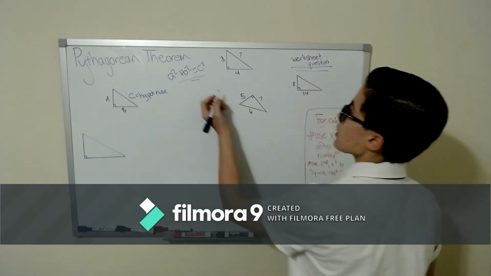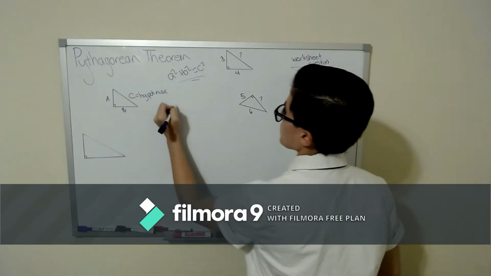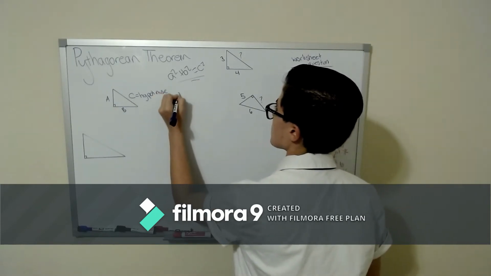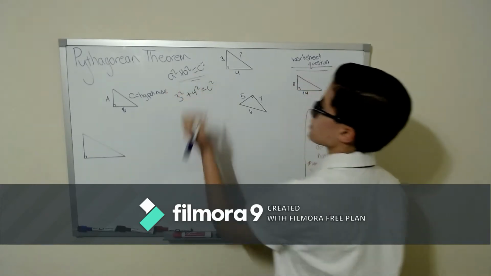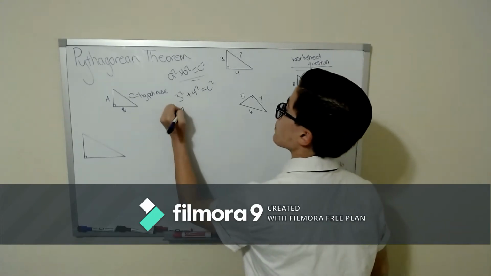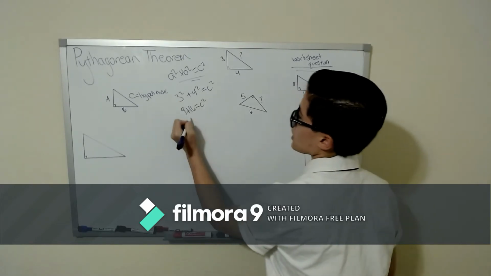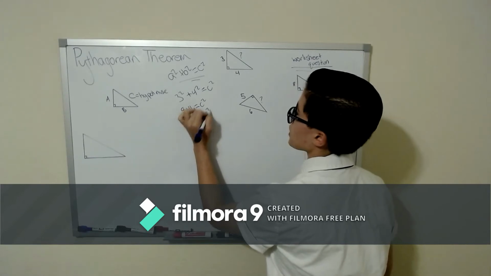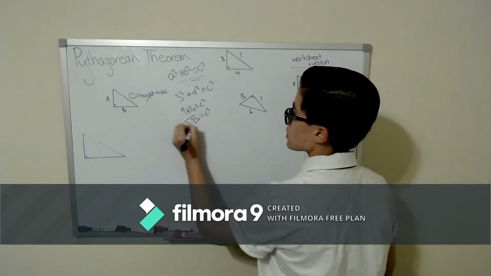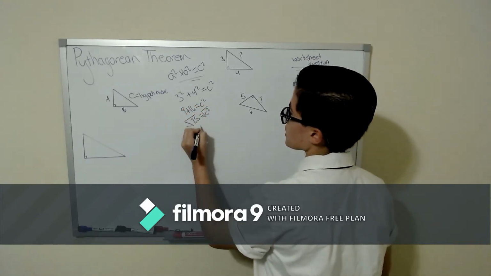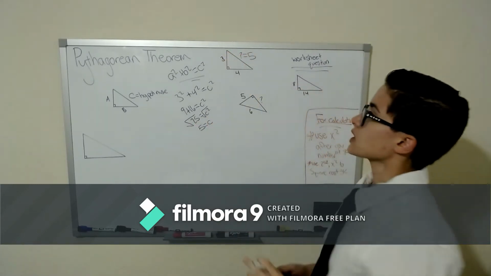So, 3, 4, and a question. A equals 3. So in a squared, 3 squared, b squared plus 4 squared equals c squared. Well, 3 squared is 9, and 4 squared is 16. Add these together, 25 equals c squared. But we're not looking for c squared, we are looking for c. So, you square root both sides, and 5 equals c. And that is the answer to the equation.